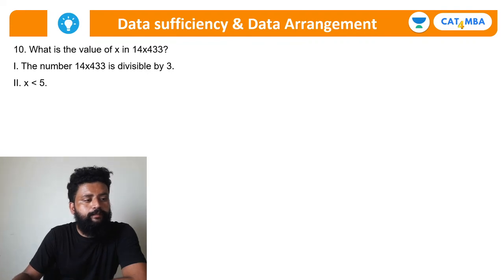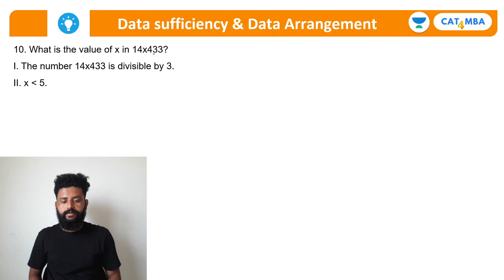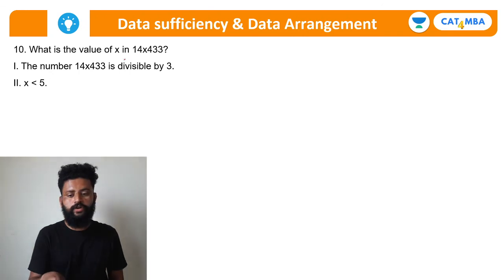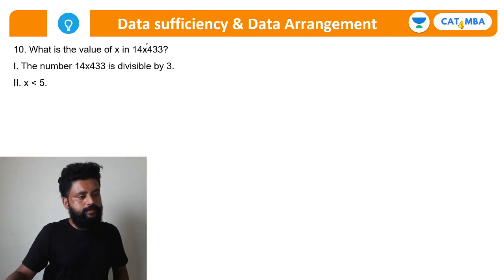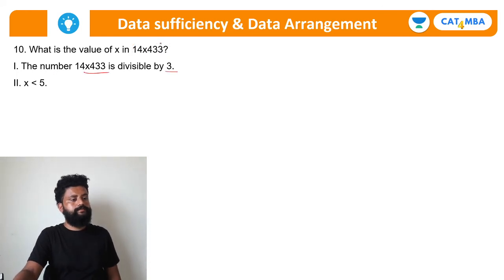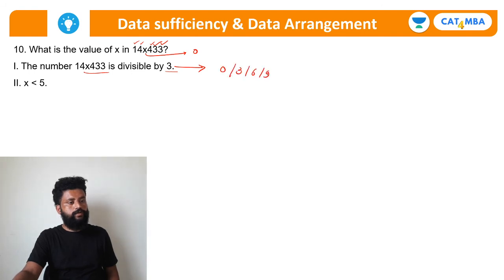Try this. Last question on data sufficiency. What's the value of x? Oh, sorry, what's the value of this? What's the value of x in this? So the number is divisible by 3, so it's simple. 3 plus 3, 4, 4, 9. So this can be 0. By using 1, you can say this can be 0, it can be 3, 6, 9. That's what you can conclude.